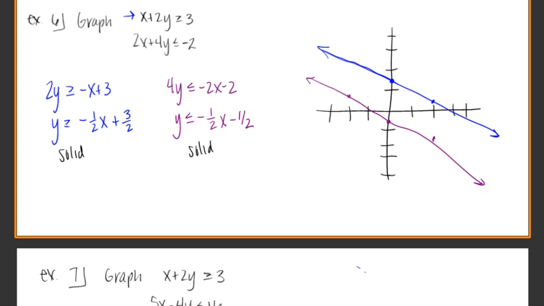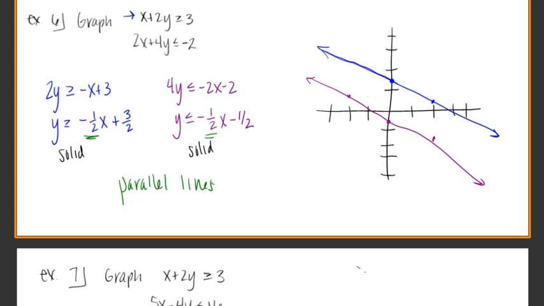So let's look at these two. You have y is equal to negative 1/2 x, so the slope there is negative 1/2. You have y is less than or equal to negative 1/2 x, so again, we have the same slope. So these are parallel lines. That's good, because that's what my graph is showing me. So that's always a good thing to compare to.